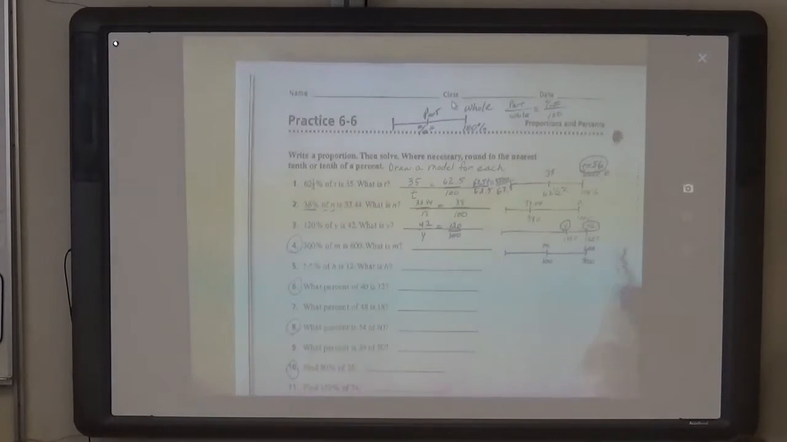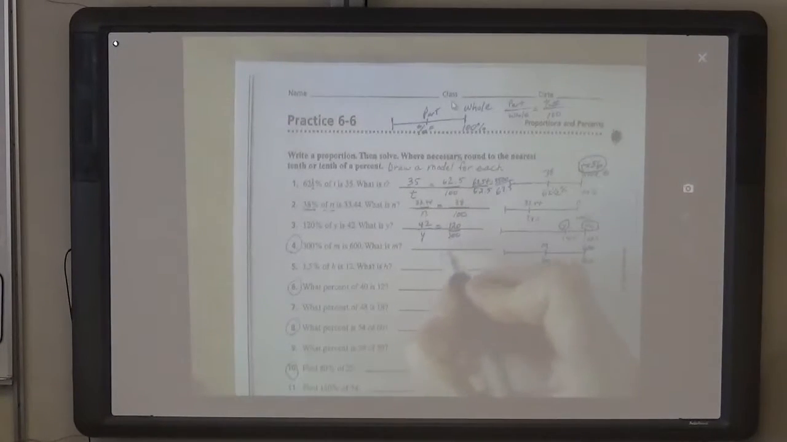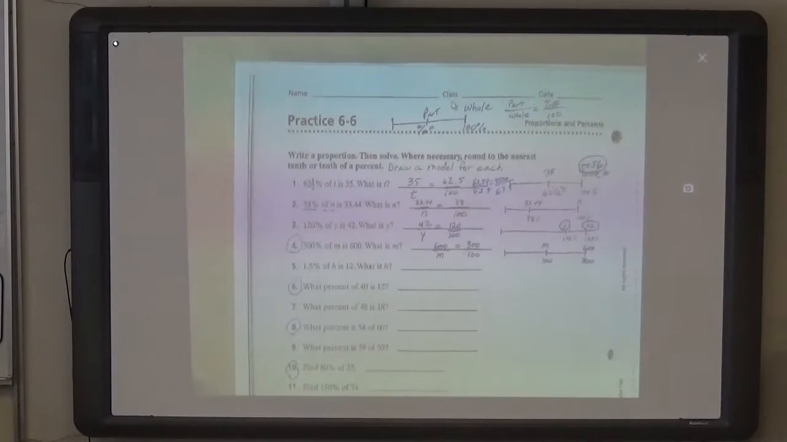So we set up the proportion with the part, 600, over the whole, m, is equal to the percent number given, that's 300 over 100. And then solve it, cross multiply and solve it. Okay?